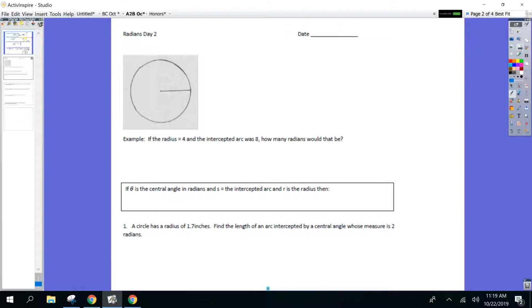Here's my example. If the radius is 4, we all remember where the radius was? Radius from the center to a point. So if my radius is 4, and the intercepted arc, so the arc length, is 8 units, right? So if you just have anywhere on your circle here, 8 units, draw in another radius for me.